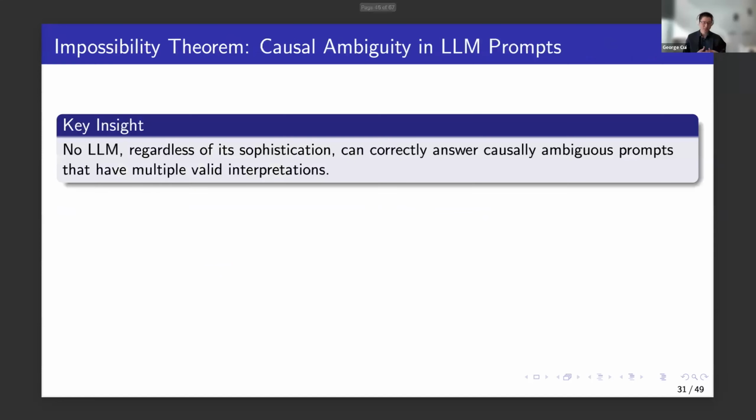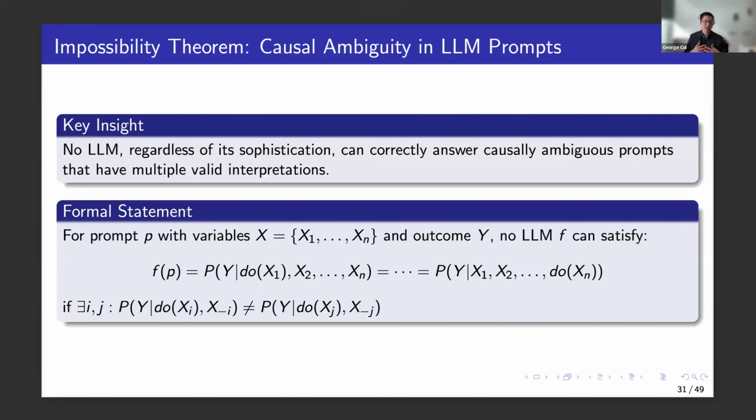It can be formally framed as an impossibility theorem: no large language model, regardless of its sophistication, can correctly answer causally ambiguous prompts that have multiple valid interpretations. So here we're thinking of a prompt as a P that has a lot of elements, variables x1 to xn, and the x could be, for example, prices, competing prices, past prices, qualities of the product, and the outcome could be the purchase decision. We think of the large language model as a function f that takes the prompt P as the input and returns a distribution of outputs. No large language model f can satisfy the property of correctly answering causally ambiguous prompts if these multiple interpretations have different answers.